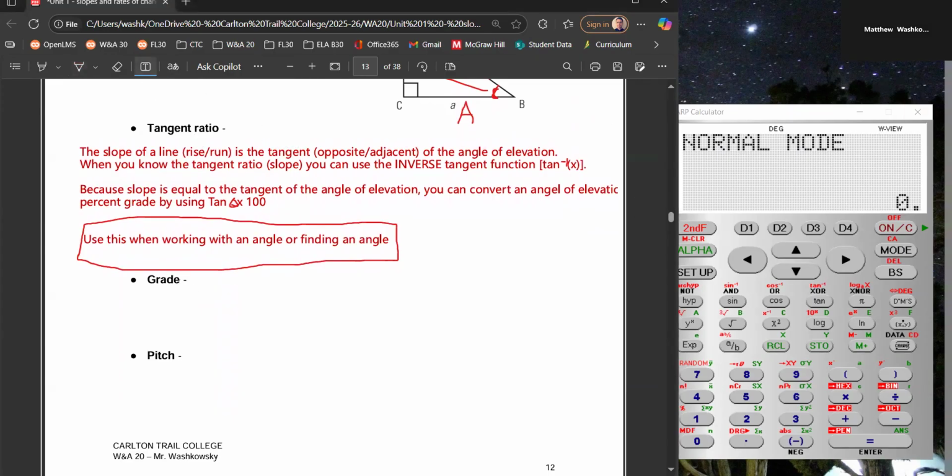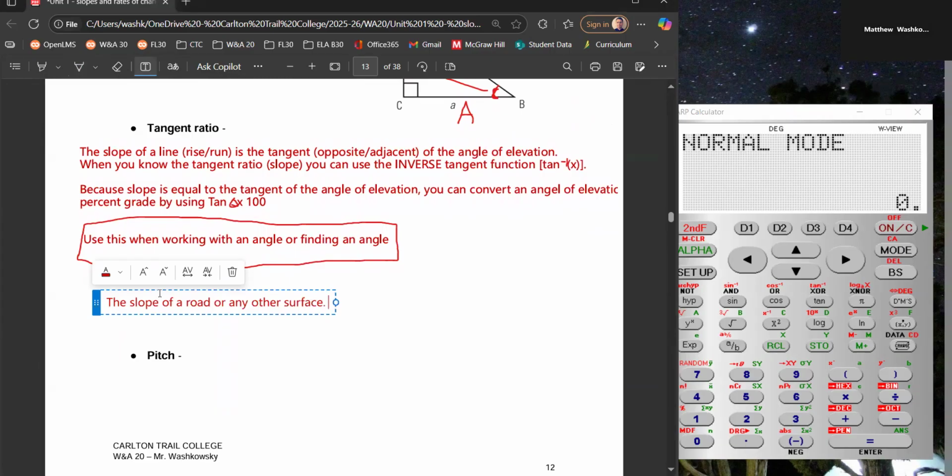And instead, I'm going to go and work on grade. What the heck is grade? Well, grade is the slope of a road or any other surface, and it's usually expressed as a percentage.